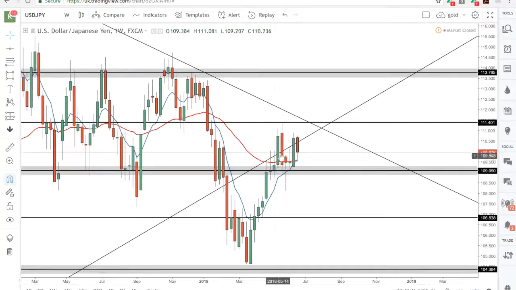However, price did continue upwards after spiking to our weekly mid-range. We had this big bearish engulfing candlestick. Price continued lower, spiked down, but then retraced all the way back up, sitting just above this area of support.